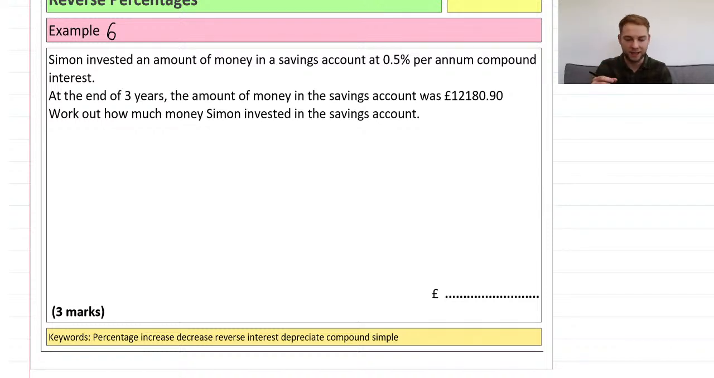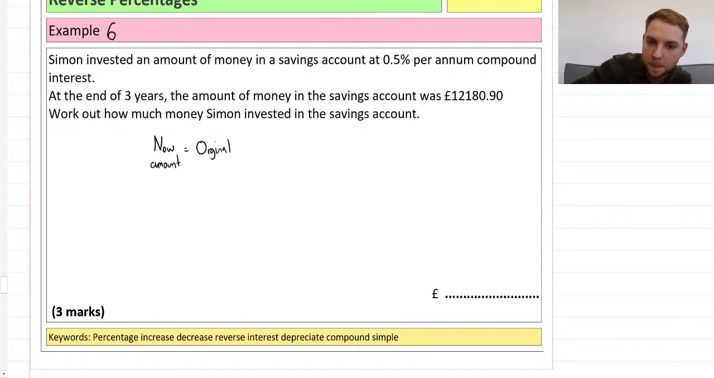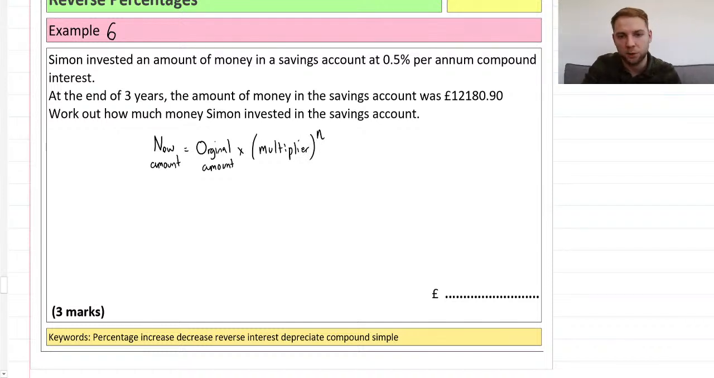So, with this one here, we need to think about what our compound interest formula is, which is: my new amount is equal to my original amount times by your multiplier to the power of n, where n is the time period. In this case, it's the number of years.